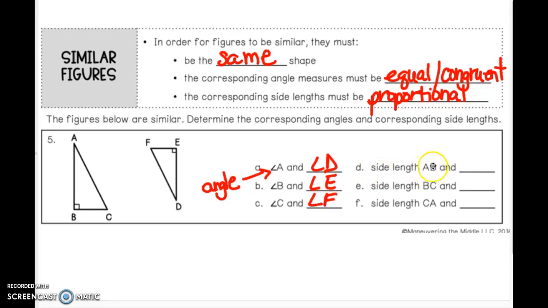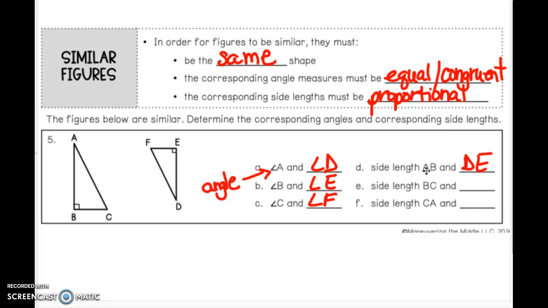Side length AB, so here is AB, it's the pointy end to the right angle, is the same as D to E, DE, okay? And you can switch those around, but you want to stick with the same order that they used.